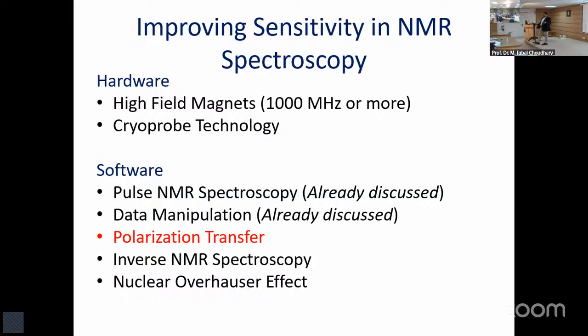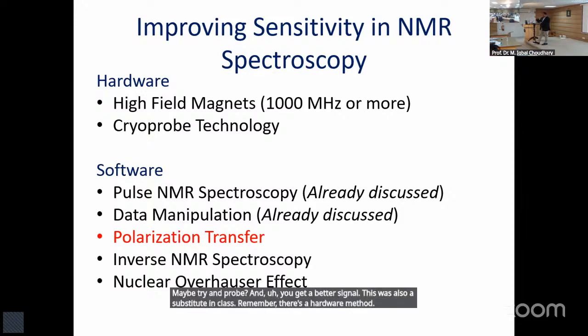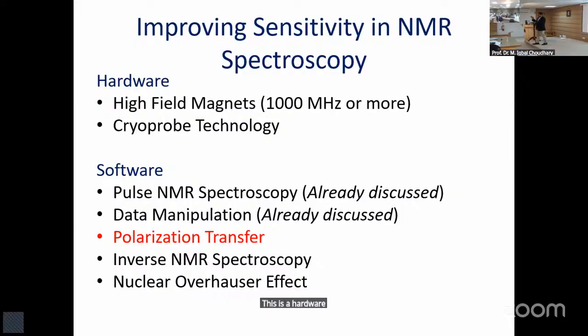It will melt down. So we cool the cryoprobe. It's called cryoprobe. Cryo means cooling. Cryoprobe, and you get a better signal. This was also a sensitivity enhancement. Remember, this is a hardware method, because you need to pay a lot of money. These are expensive solutions.